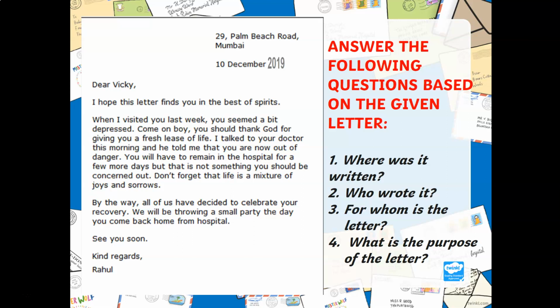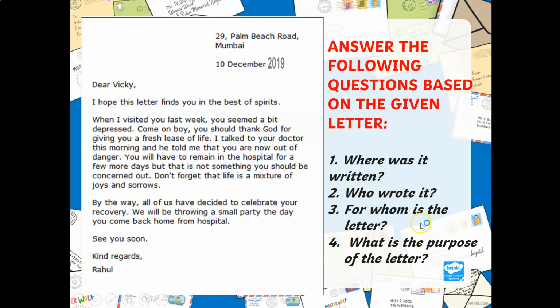Time is up. Now let's discuss your answers. For question 1, where was it written? The answer is 29 Palm Beach Road, Mumbai. Who wrote it? The answer is Rahul. You can always find the writer of the letter at the end of the letter or in the signature.